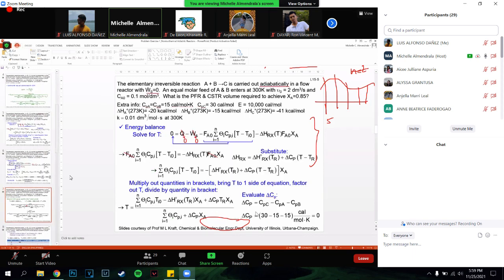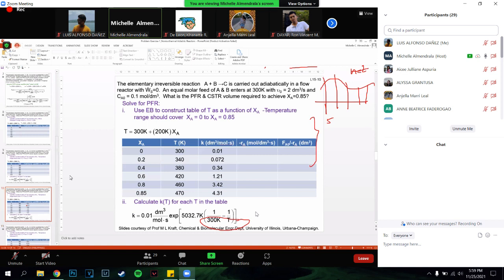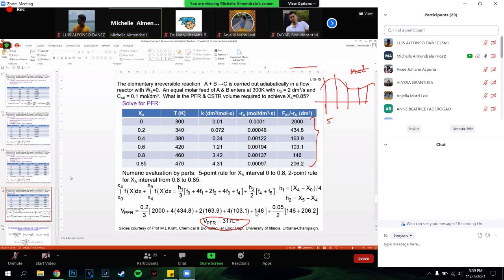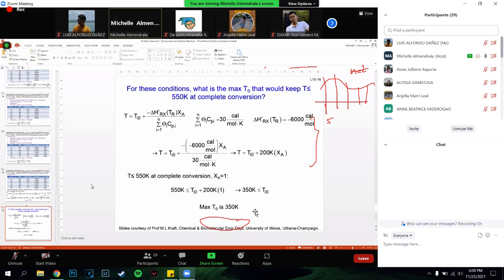Irreversible. It should be a liquid reaction. When the PFR is higher, it's usually liquid. 317, so the PFR is still higher. So it is more ideal to use the CSTR for this reaction. Okay? So these are just examples.